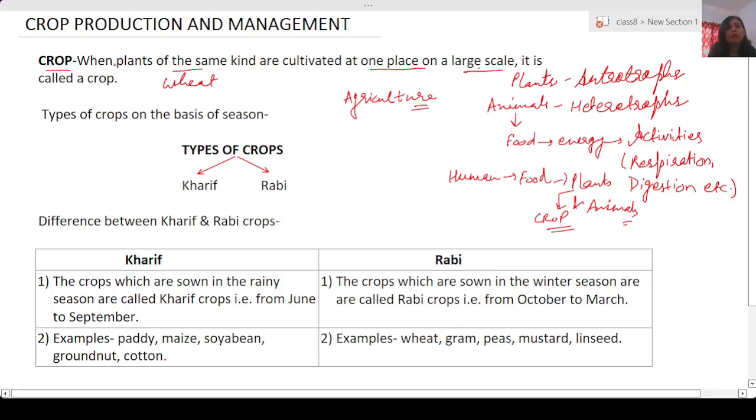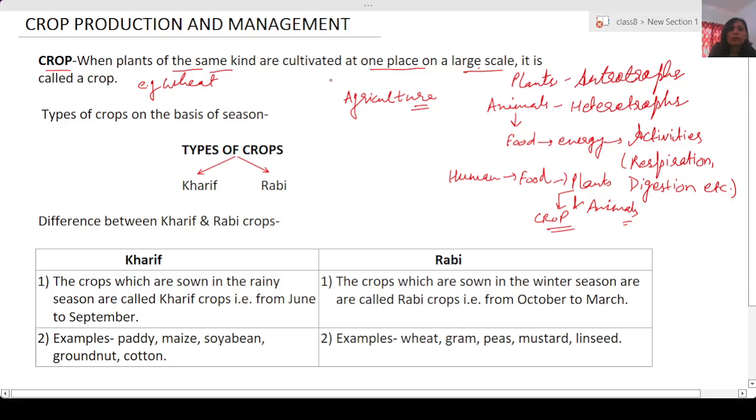Okay, crop is what? When plants of the same kind, here the same kind example I'm giving, wheat. It can be rice or paddy, it can be groundnut, or it can be any other fruit or vegetable, are cultivated at one place, that is on a very very big piece of land on a large scale, it is called a crop.